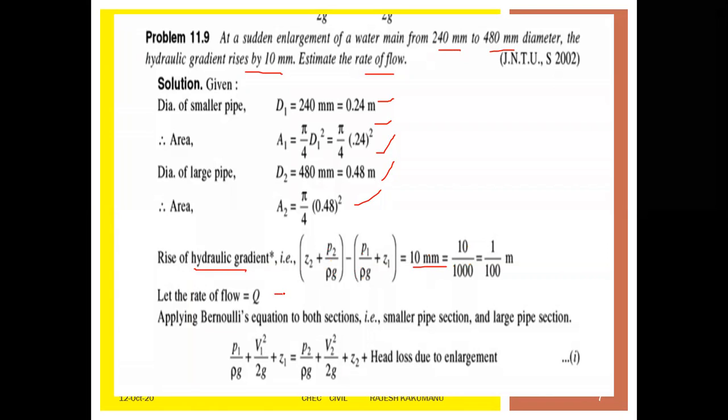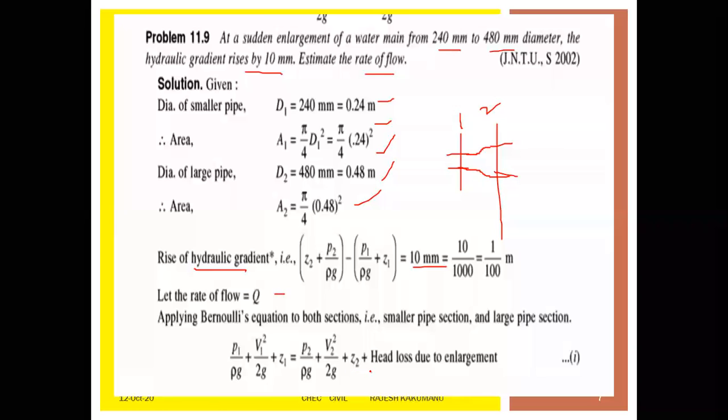Now applying the Bernoulli's equation for smaller pipe section and larger pipe section. So for smaller మనం 1 అనుకున్నాము, right? Smaller నుంచి bigger pipe. So like this. So the pipe is just like a wine glass. So section 1, section 2 అనుకుంటే, therefore P1 by rho g plus V1 square by 2G plus Z1 equals P2 by rho g plus V2 square by 2G plus Z2 plus head loss.